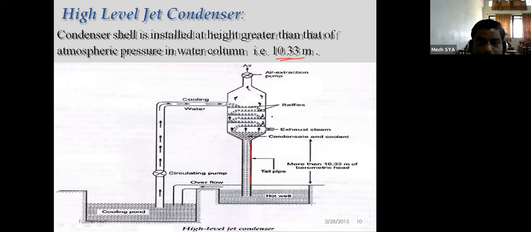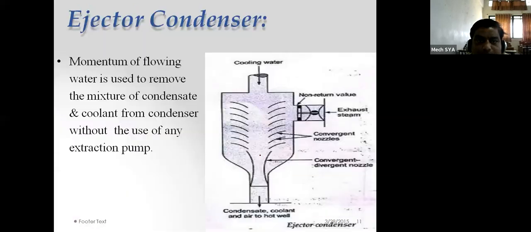And in this case they get mixed with each other, and the tailpipe height is more. Water comes out to the hot well without any kind of pump. But as this height is much more, from the cooling pond to this condenser, a circulating pump is required, but a condensate extraction pump is not required. So that we have discussed.